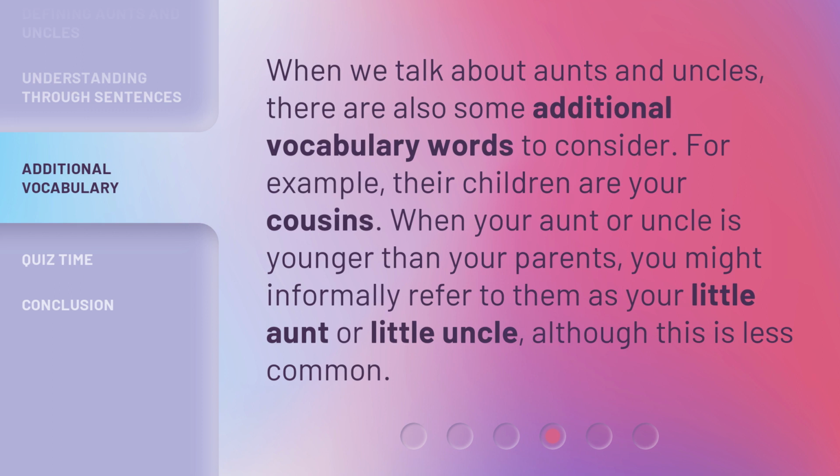When we talk about aunts and uncles, there are also some additional vocabulary words to consider. For example, their children are your cousins. When your aunt or uncle is younger than your parents, you might informally refer to them as your little aunt or little uncle, although this is less common.